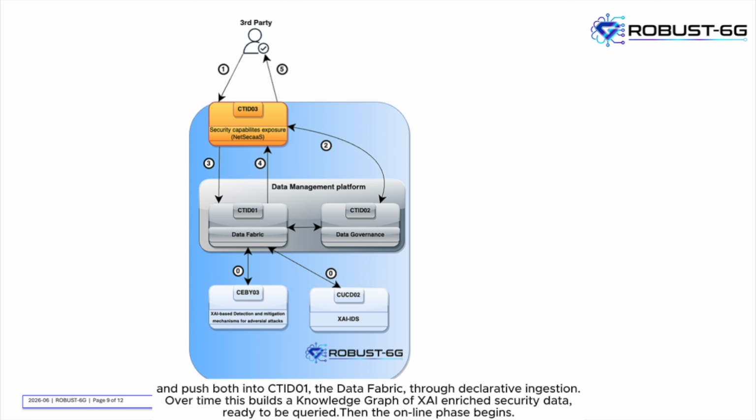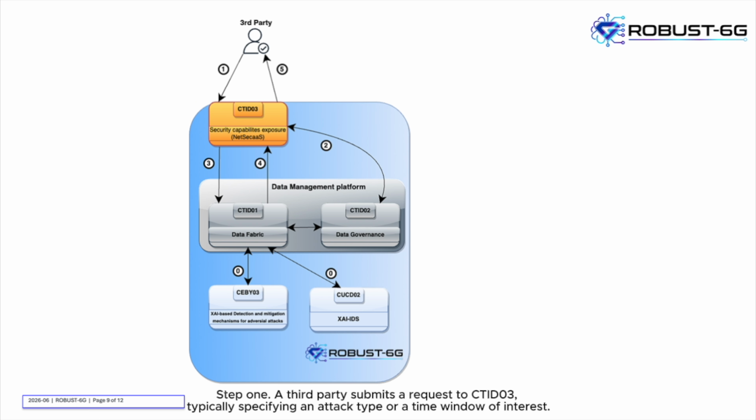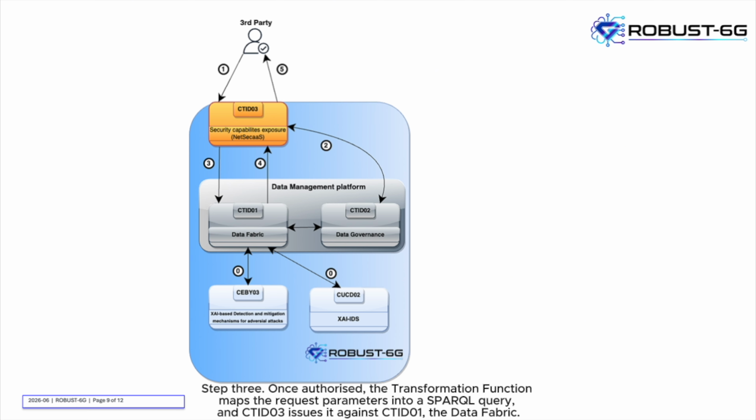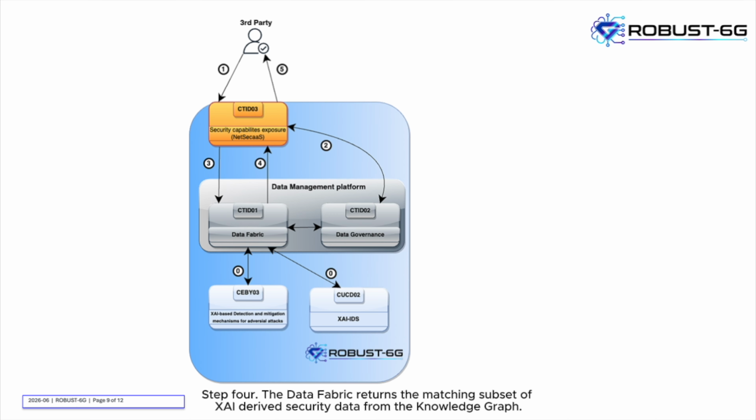Then the online phase begins. Step 1. A third party submits a request to CTIDO3, typically specifying an attack type or a time window of interest. Step 2. CTIDO3 delegates authorization to CTIDO2, the data governance plane. Step 3. Once authorized, the transformation function maps the request parameters into a SPARQL query, and CTIDO3 issues it against CTIDO1, the data fabric. Step 4. The data fabric returns the matching subset of XAI-derived security data from the knowledge graph.